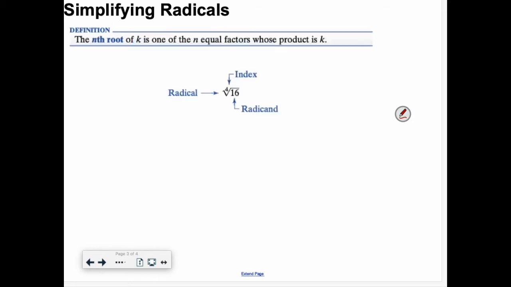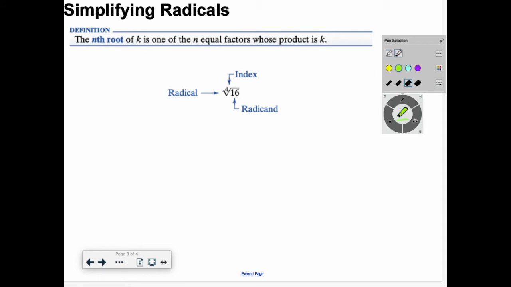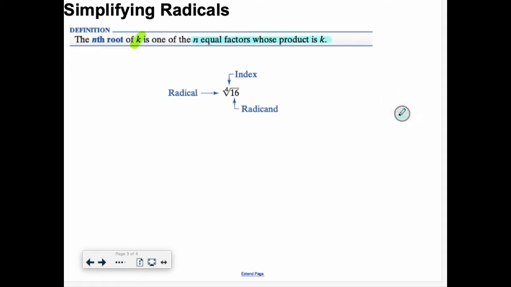Now, the nth root. So, the nth root of k, still a number, is one of the n equal factors whose product is k. And you might be saying, but n isn't a number. How can we have equal factors of it? Well, even though n isn't a number, it can mean any number. So, if we have the 7th root, that means there are 7 equal factors whose product is k. If I'm trying to find the 10th root, that means there are 10 equal factors whose product is k.